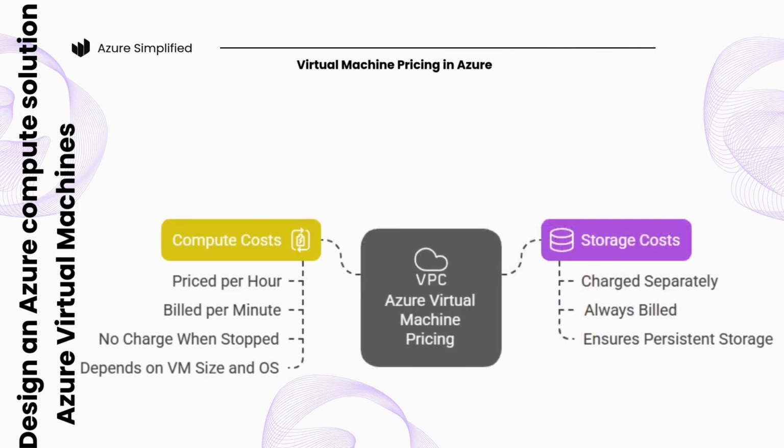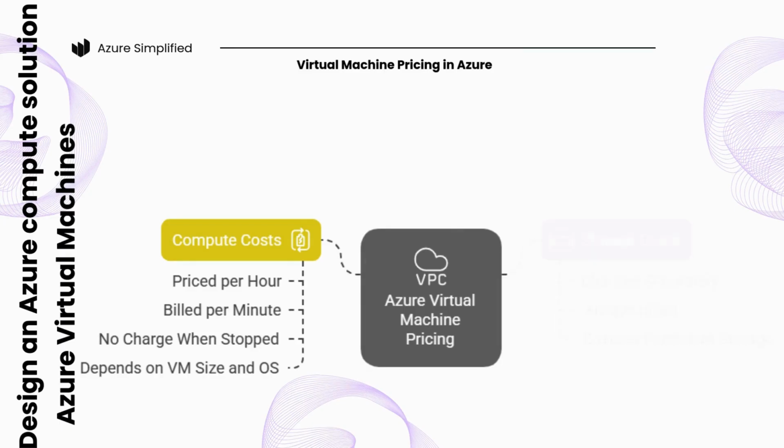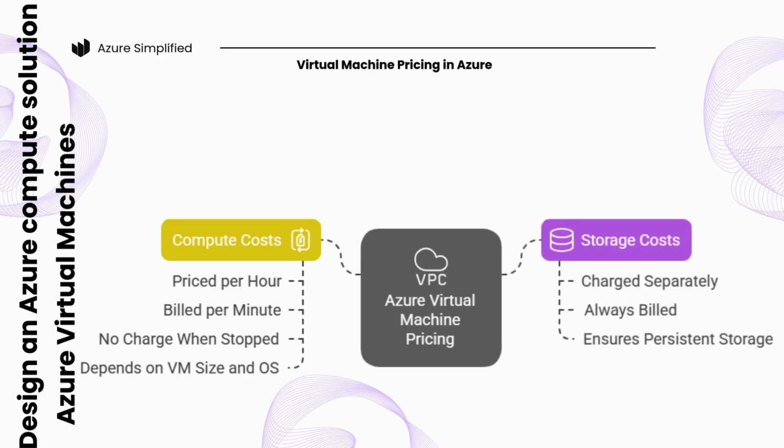Virtual machine pricing in Azure. Azure bills for compute and storage separately, allowing independent scaling. Compute costs, priced per hour, but billed per minute, example, 55 minutes equals charge for 55 minutes. No compute charges if the VM is stopped and deallocated. Pricing depends on VM size and operating system. Storage costs, charged separately for the Azure storage used by the VM. Applies even if the VM is stopped, disk storage is always billed. This pricing model ensures cost efficiency by letting users control compute expenses while maintaining persistent storage.